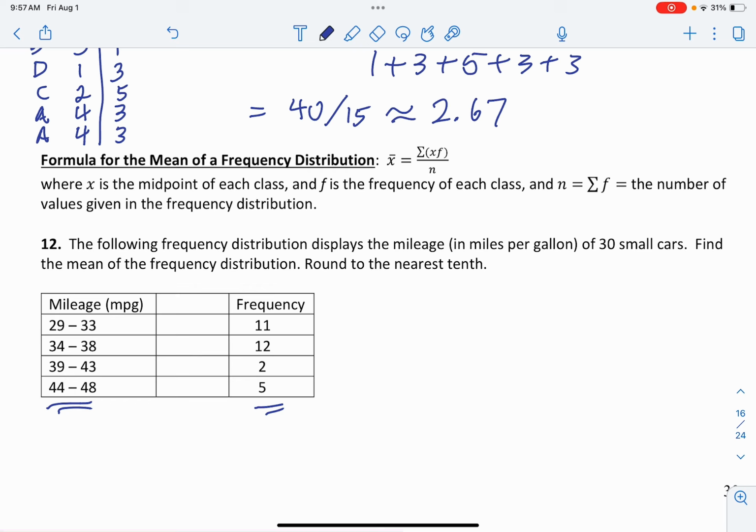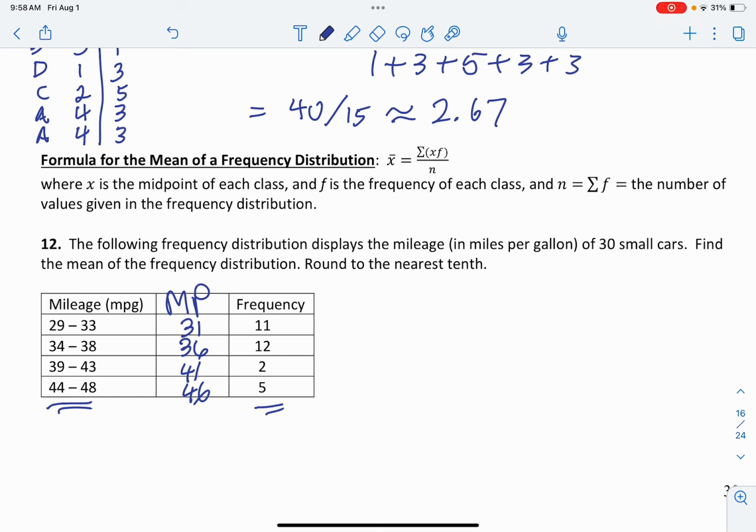So the key to finding the mean is you're going to find the midpoints, right? Because what are you going to use for 29 to 33? You got to use something. So it's logical to just use the middle number. So if you find the midpoint of 29 to 33, that's 31. Like how we found midpoints in 2.1. That's 36. 41 and 46, right? Just the middle of the 2 values, or average them together, right? 44 plus 48 divided by 2.